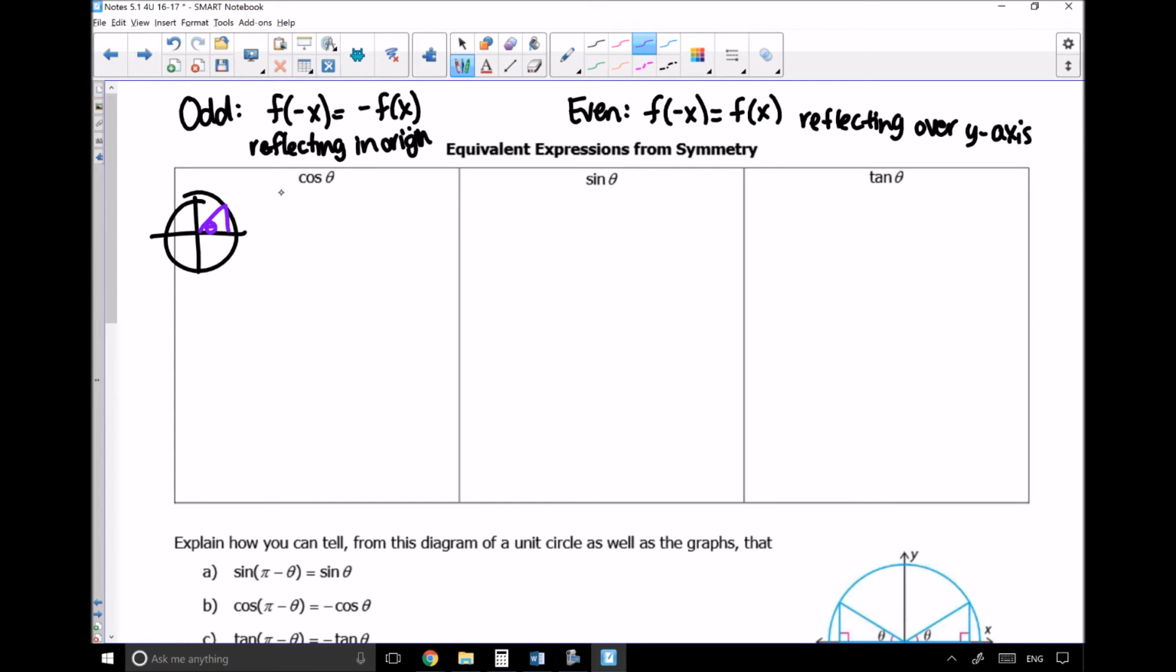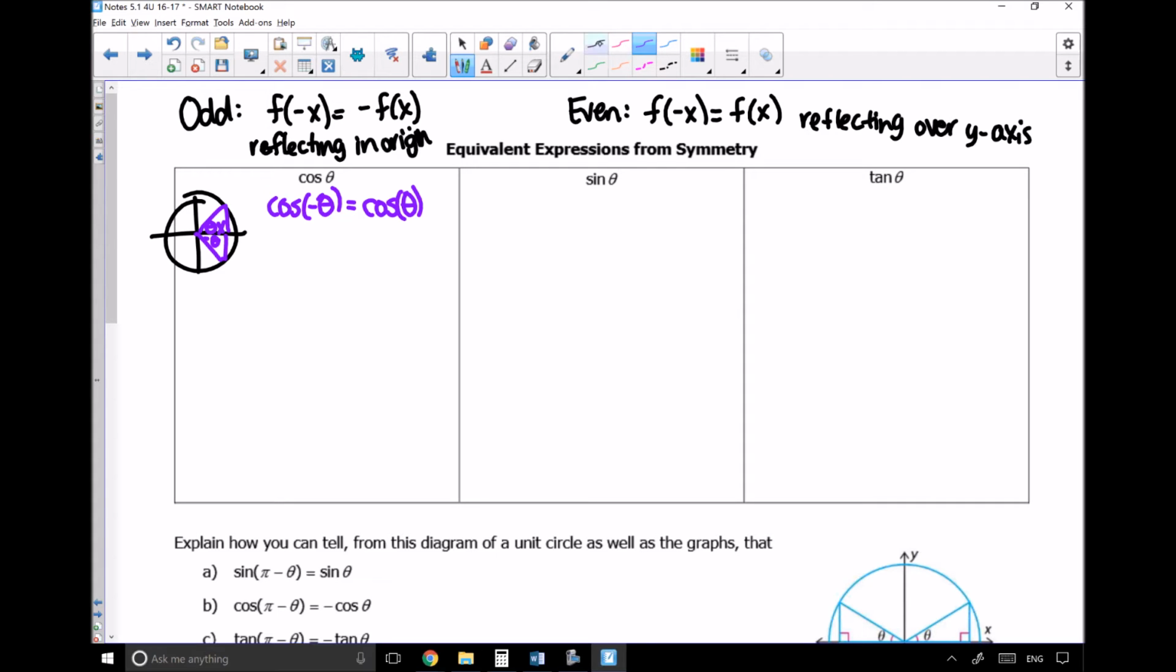Now if I want to figure out cosine of theta, or cosine of negative theta, what's that going to be equal to? Well, when I draw in negative theta right here, it's going to be the exact same triangle, but it's reflected over the x-axis. This is different than the reflection of graphs, because we're talking about the unit circle versus the actual graphs of the functions. But if I look at my x value, because that's what cosine is, my x value stays exactly the same, so nothing's changed. So I can say that cosine of negative theta is equal to cosine of theta. That's my symmetry expression, saying that cosine of negative theta is always the exact same thing as cosine of theta.